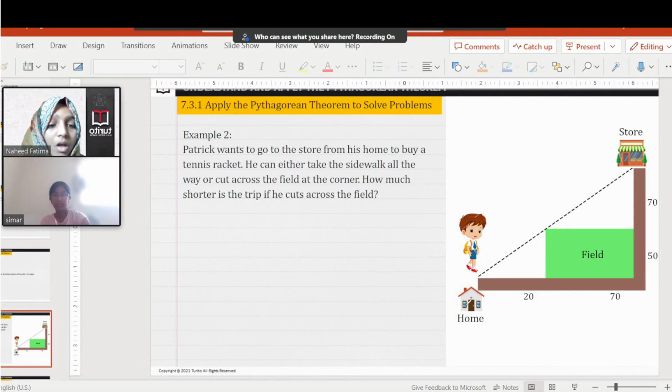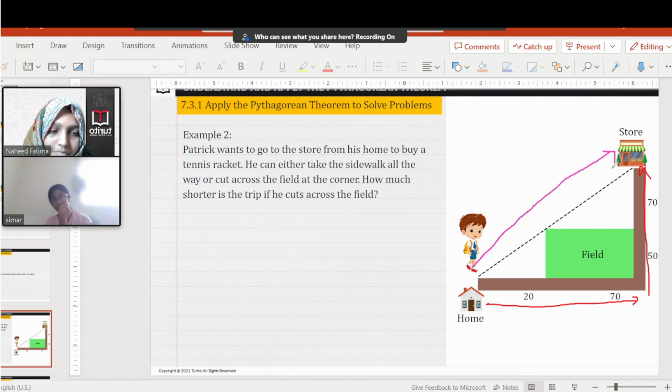The question says there are two ways in which Patrick can go from his home to the store. The first way is that he goes the long way, walking on this road, then on this road. So this is the longer way. Or there's another way: he can just cut across this field like this. Now they are asking, how much shorter is this trip?